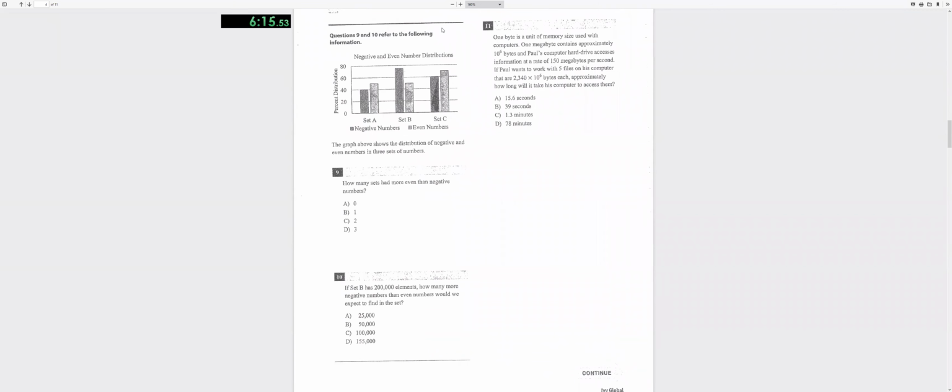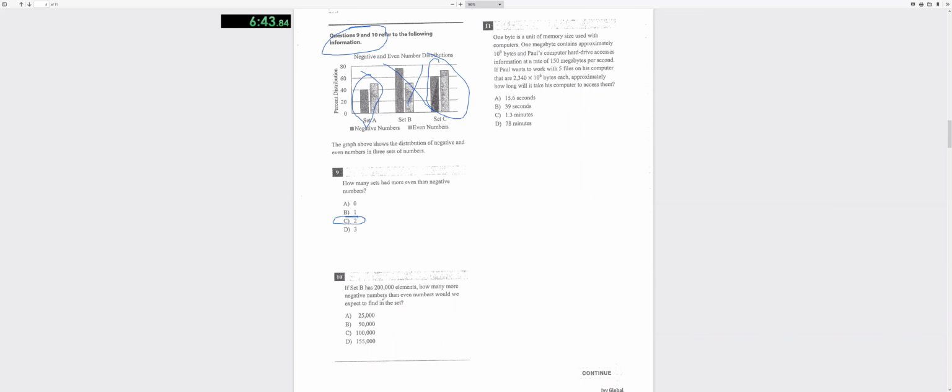All right, number 9. So we've got 2 questions referring to the same information. The graph shows the distribution of negative and even numbers in 3 sets. So we don't know anything about these sets. We just know they've got a bunch of negative numbers, a bunch of even numbers. How many sets have more even than negative numbers? That one did. That one did. This one did not. How do I know that? Because the even number stack is taller than the negative number stack.